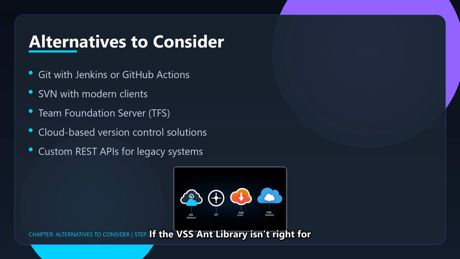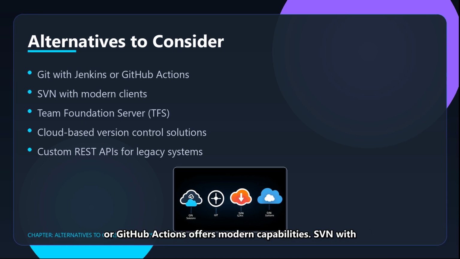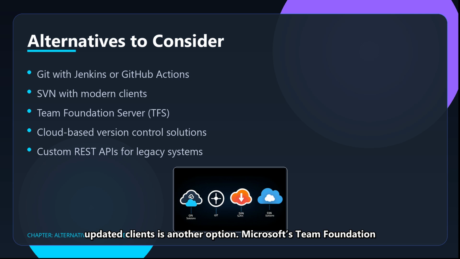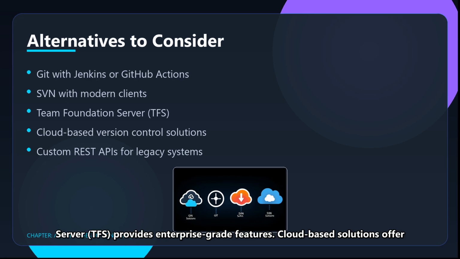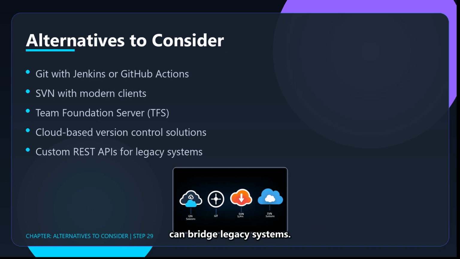If the VSS Ant library isn't right for you, consider these alternatives. Git integrated with Jenkins or GitHub Actions offers modern capabilities. SVN with updated clients is another option. Microsoft's Team Foundation Server (TFS) provides enterprise-grade features. Cloud-based solutions offer scalability. And for unique needs, custom REST APIs can bridge legacy systems.